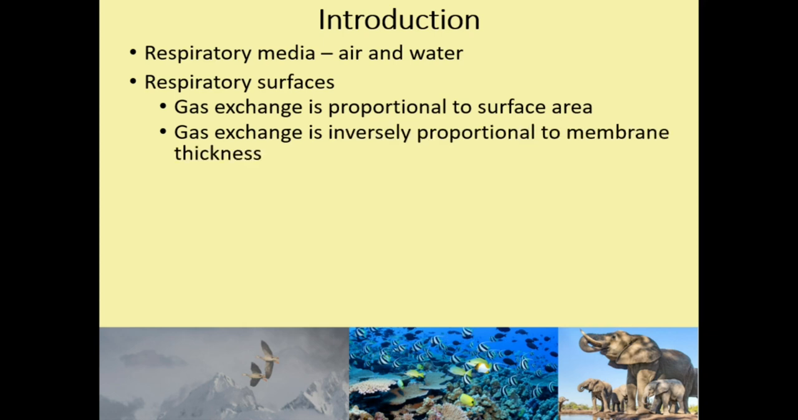The next thing to know is that gas exchange is inversely proportional to membrane thickness. And that's just a fancy way of saying the thinner the surface is, the quicker gases will be exchanged across it. What you want from a successful respiratory surface is for it to be very, very thin. So the thinner the surface, the quicker oxygen and carbon dioxide can diffuse across it. And the thicker your respiratory surface, the slower those gases will diffuse across it, which is obviously a bad thing. You want to be getting oxygen in and carbon dioxide out as quickly as possible.